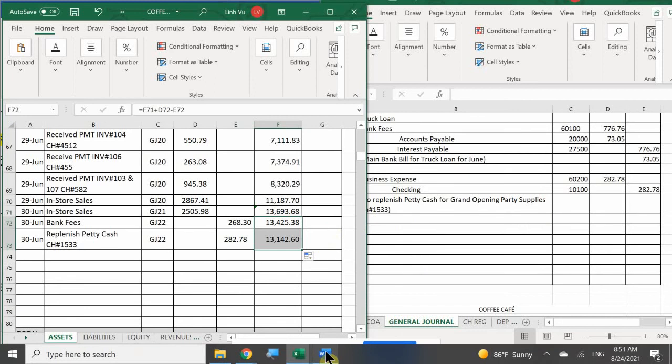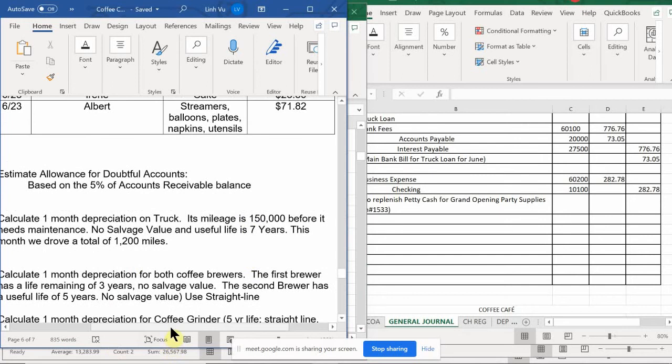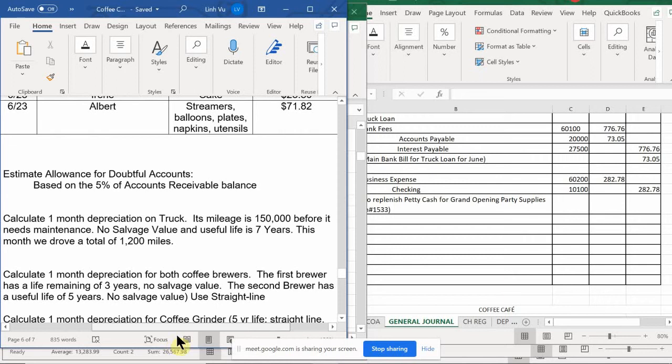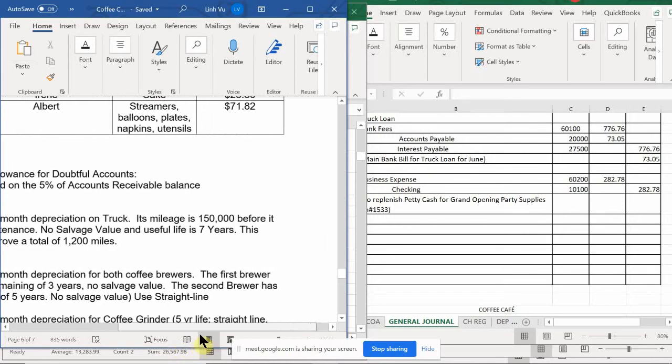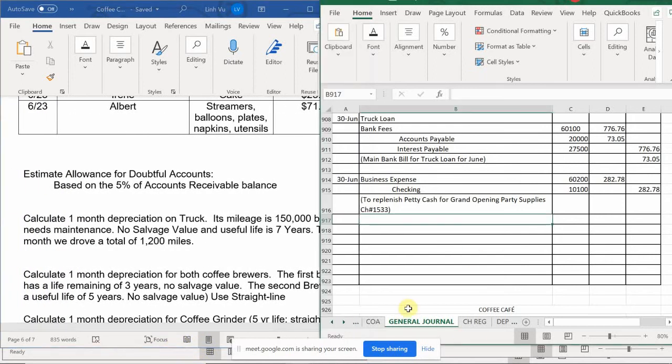Okay. So then let's see what is next. The allowance for doubtful accounts is going to be based on 5% of the accounts receivable balance. So the company estimates that the allowance for doubtful accounts is going to be subject to 5% of accounts receivable.